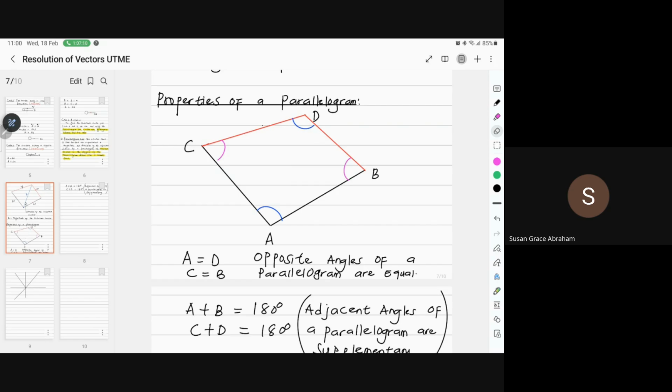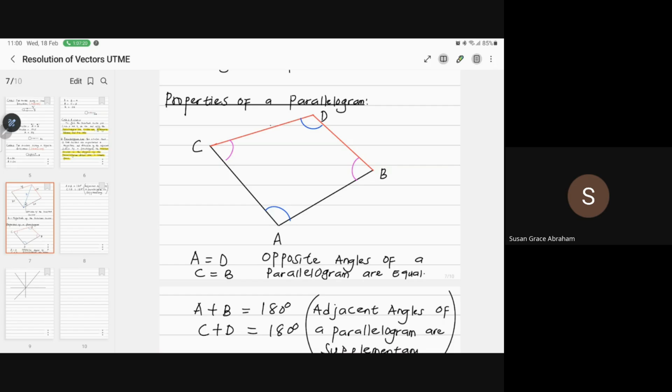So these are the properties or the qualities of a parallelogram. So opposite angles are equal. Adjacent angles are what? They are supplementary. Now, what's the next thing I want to talk about?